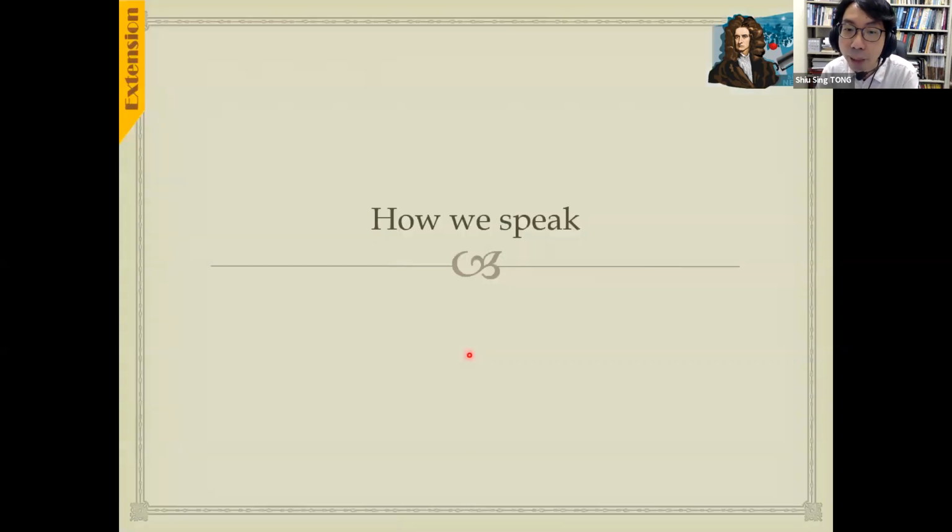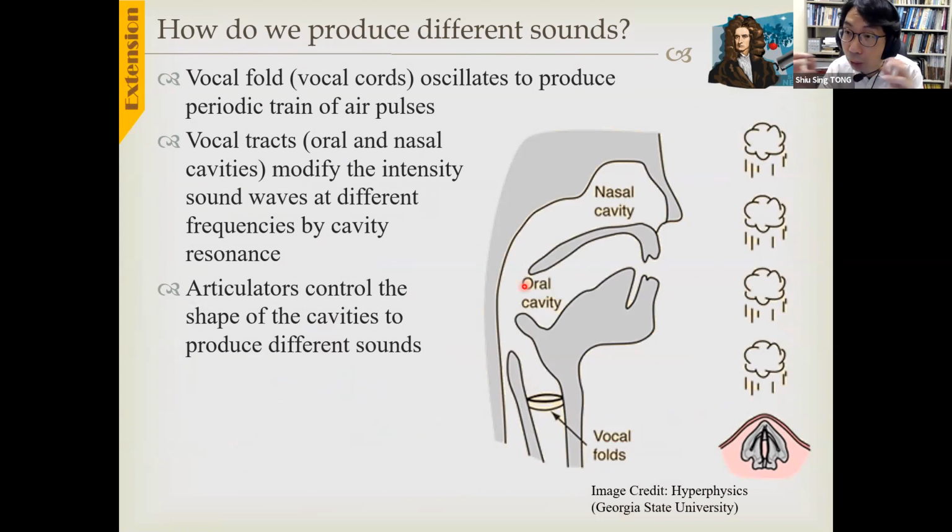So by changing the shape and length of the oral cavity using your tongue, and using your mouth, closing it or opening it, you resonate with different frequencies produced by the vocal cord. You amplify certain frequencies by resonance. By adjusting the resonant cavity here, you amplify certain frequencies while suppressing the others. Okay, so that's how you speak, you produce different sounds.